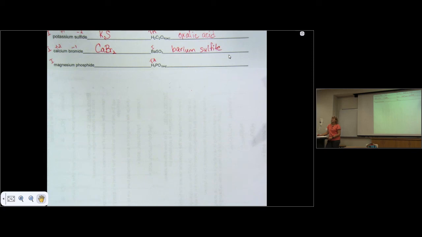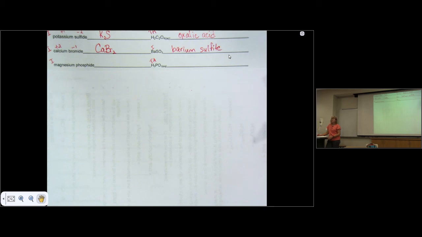The metals, we don't change their ending. And the polyatomic ions are named what their names are. So we don't change their names. So if it's sulfite, that is the name. If you wrote sulfide, then who are you saying this is? Just S. Okay?